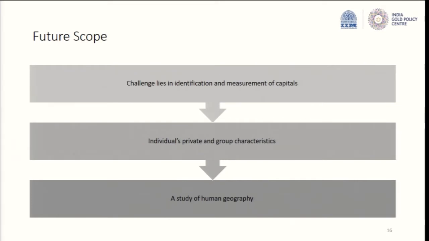Specifically, the challenge lies in the identification and measurement of capitals possessed as well as demanded by the agents within the limitations of the environment. This is because agents take decisions not only based on individual characteristics, but also on group characteristics. In the Indian context, these groups can result from economic, social, or even cultural shared histories of the agents.